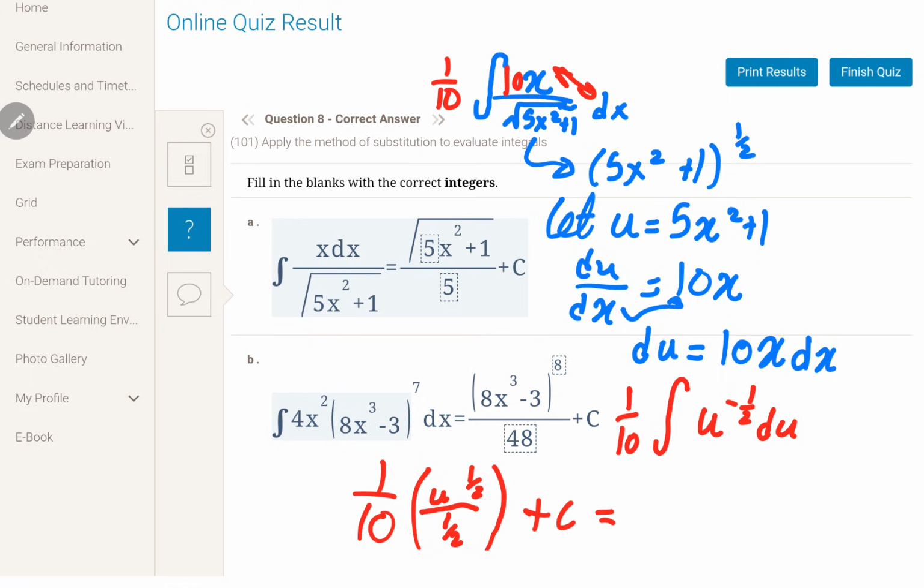So this is equal to, now you can divide 1/10 by 1/2 on your calculator. So 0.1 over 0.5, 1 over 5. So 1 over 5 u to the power of 1 over 2 plus c. Now you can expand, right? You can substitute u for what we got at the start. So remember what u was: 5x squared plus 1.